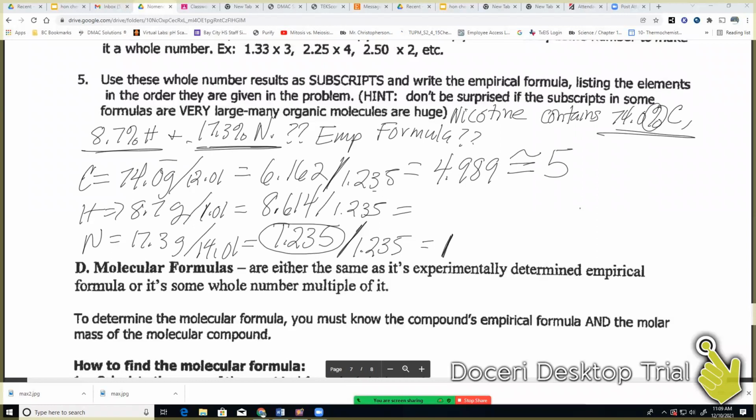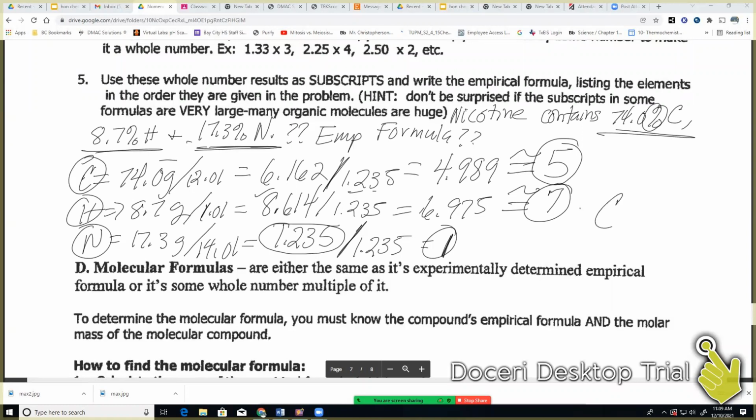Hydrogen, same thing. Top number divided by my bottom number gives me 6.975, which we'll say is close enough to 7. So I'm not going to have to do that extra step on these because they all came out to some nice whole numbers. So now that tells me what the subscripts are going to be for each one of my elements. I'm going to put them just back in the order they were given.